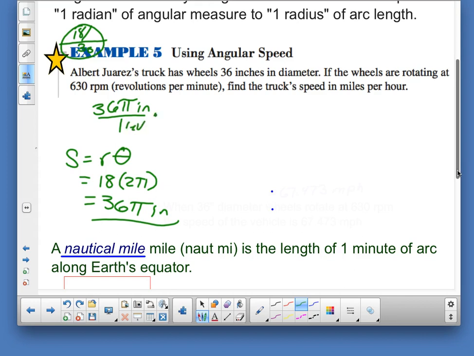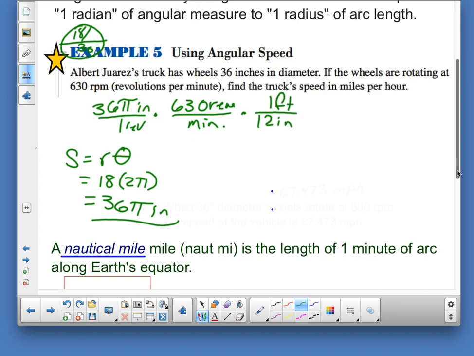And I know that my car is going to go revolutions per minute. That's RPM, revs per minute. I want to know miles per hour. I have 2 things I have to deal with. I've got to get from inches to miles. So I've got inches. There are 12 inches in 1 foot.